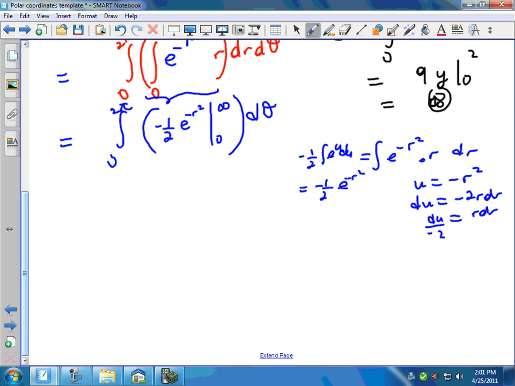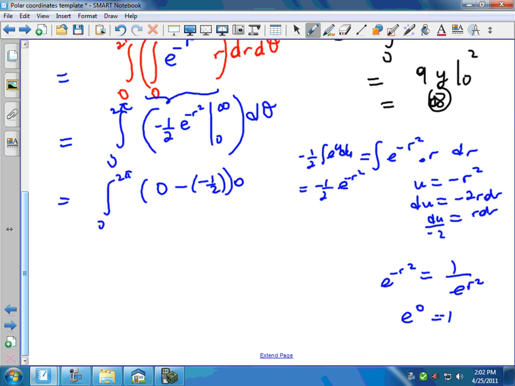What do you get when you plug in infinity? Because e to the negative r squared can be written like this, right? When you plug in infinity, 1 over infinity is 0, you get 0, minus, plug in 0, and what do you get? What is e to the 0? 1, but you have a negative 1/2, so it'll be plus 1/2. We're almost there, okay? So now you have plus 1/2. What is the integral of 1/2 with respect to theta? 1/2 theta. Going from 0 to 2 pi, what do you get? The 2's cancel, you get pi.